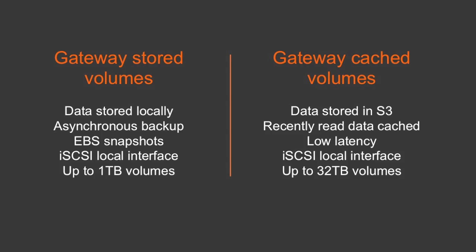But you can also run the gateway in what we call a cached volume mode. This is where your data isn't stored locally, but it's stored in S3 as the fundamental storage platform. You only need a little bit of data storage locally, and that's cached underneath the Storage Gateway appliance. So it's relatively low latency, and you can provide iSCSI local interfaces to your applications in your internal environment, and you can support up to 32 terabyte volumes.